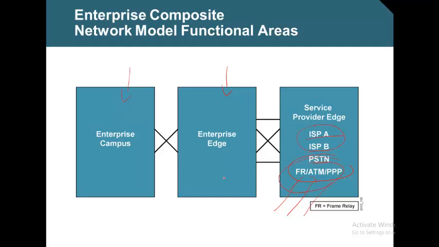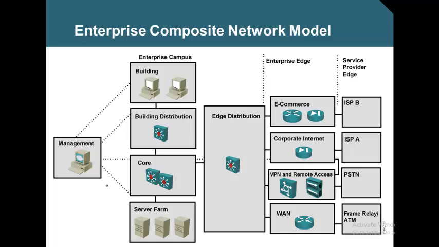You see, this is our access layer. They're connecting to the distribution layer. Those distribution layers are connected to the core. Core is also connected to edge. From edge, we are connecting to ISP A, ISP B, etc. Don't care about these things. They're old technologies.